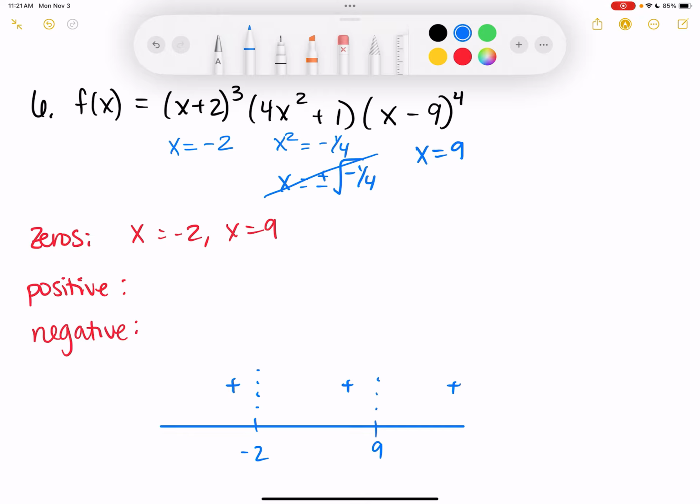All right, so let's start over here. Let's choose negative 3. If I plug in negative 3 here, what do we get, positive or negative? Negative. And if I plug in negative 3 here, what am I getting? Positive. So this whole thing then is negative. In here, if I plug in 0, positive, and here, also positive. This one's all positive. And then over here, plug in 10, all positive.